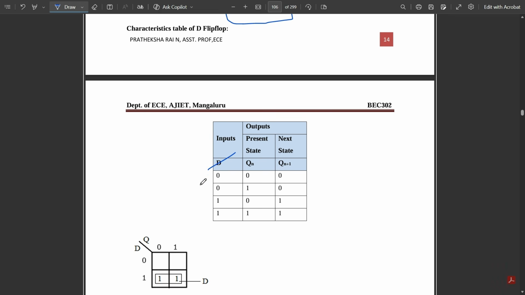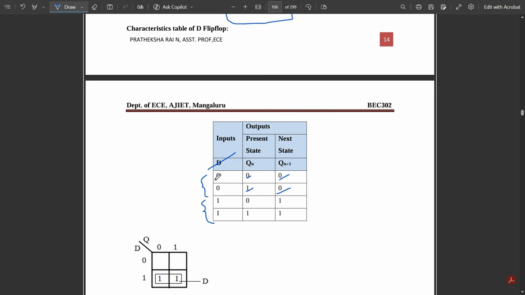One input D, for which again you need to make two pairs here. When the input is 0 and the present output is 0, the next state output would be 0, and when the data input is 0 and the output is 1, the next state output would be 0. As I've told you, whatever data you provide, the output would be the same in the next state. Whatever the value may be in the present state, the output would be the same as the data provided.